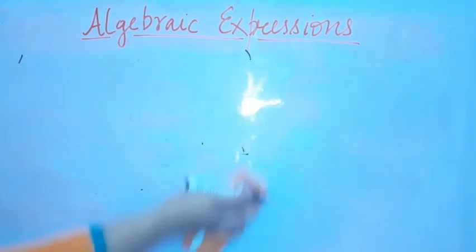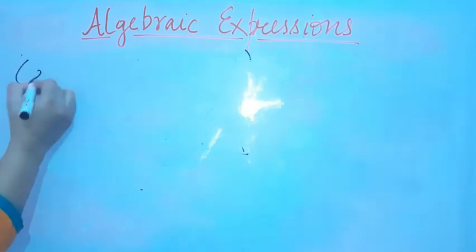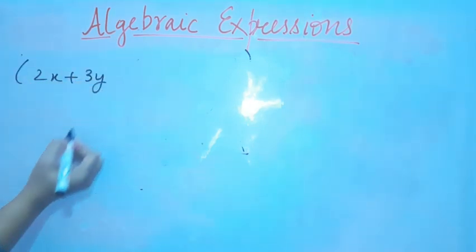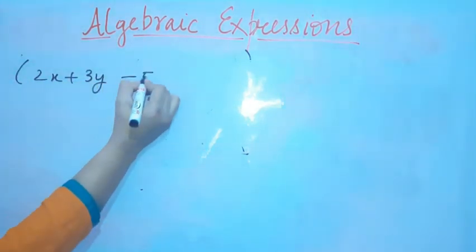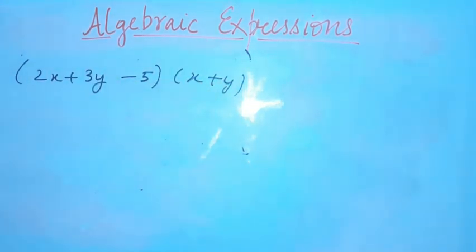Okay. Now I am going to solve a question which is different from this question. Question number 19. Since there are 3 terms here, I am going to solve this question. The questions which I am leaving are your homework. 2x plus 3y minus 5 within bracket x plus y. Again this is a trinomial multiplied by a monomial.